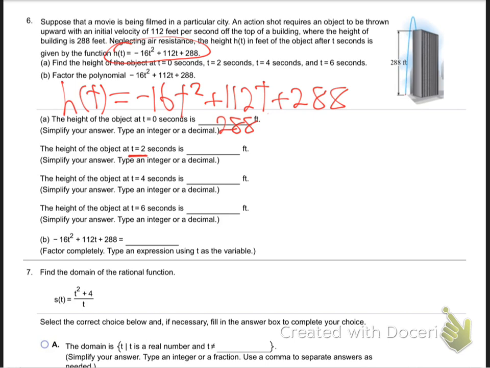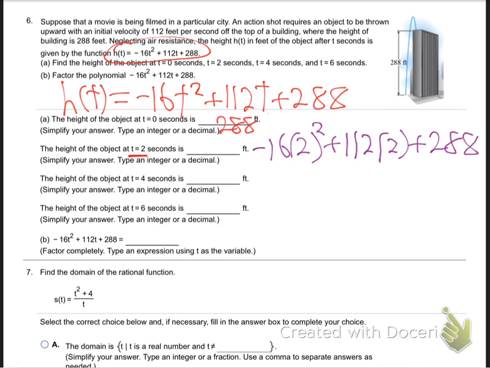So it's going to become, remember, use a parentheses, plug in 2 right here where t is, right? Plus 112 times 2 plus 288. Then just hit the buttons on your calculator on that. I'm not sure what that one is. 4 times minus 64. Yeah, I don't know. Somebody have it on their calculator?